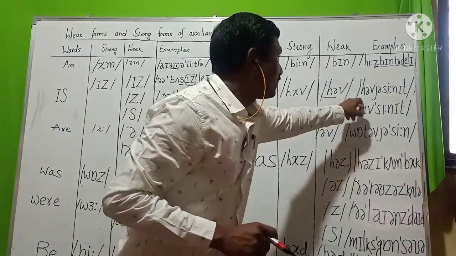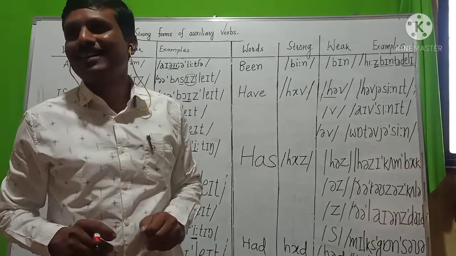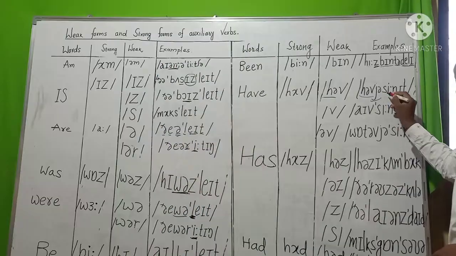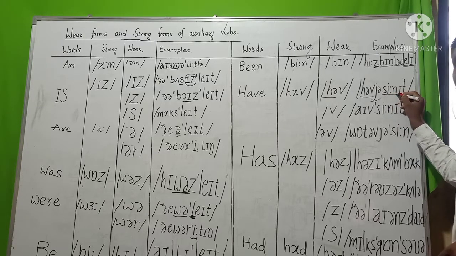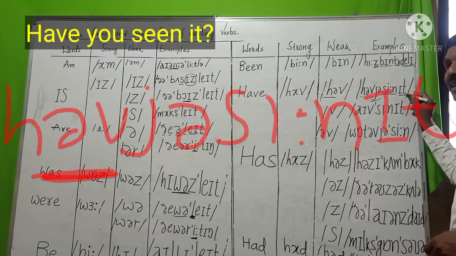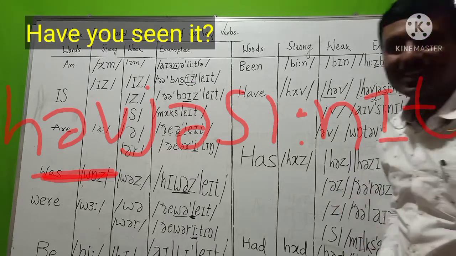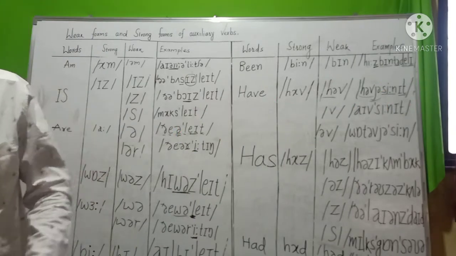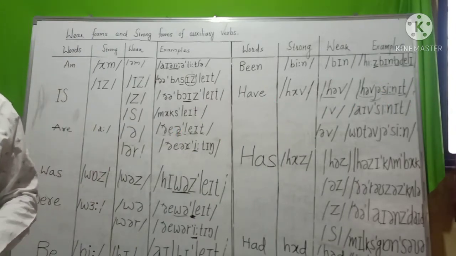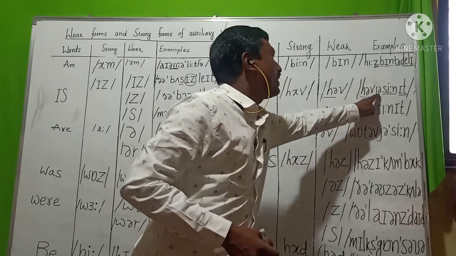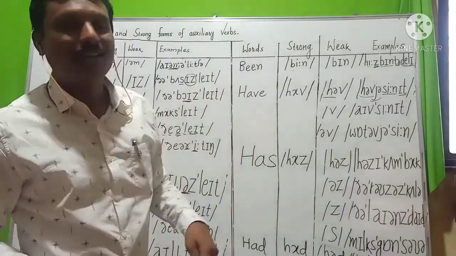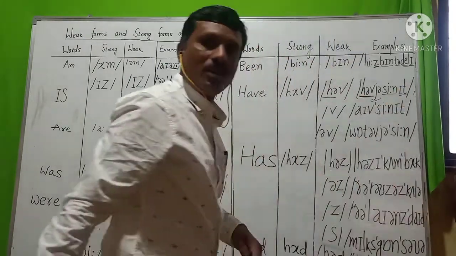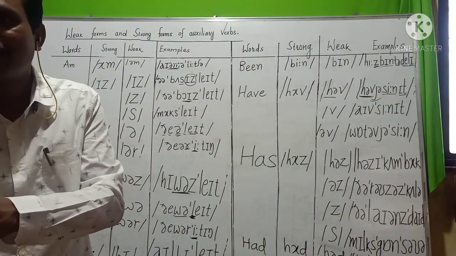For example, can you read it? Try to read it. What is this? Seen. And what is this? It. Have you seen it? Have you seen it? You say, have you seen it?